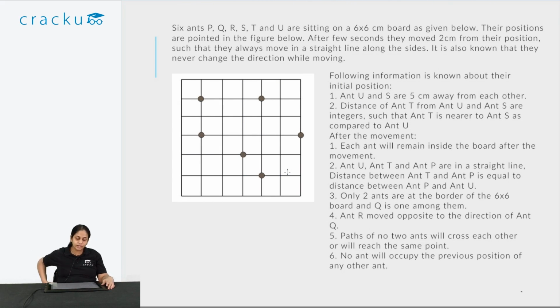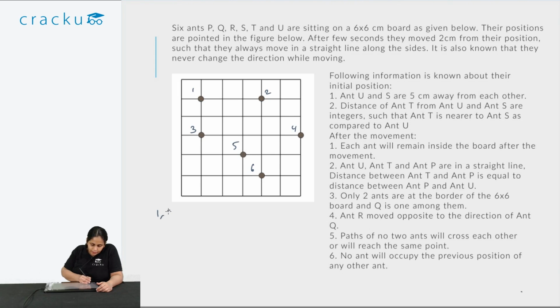Now I have to figure out the initial positions of each of them. So what information do I have? Ant U and ant S are 5 cm away from each other. Suppose I number these points so that it's easier to figure out: 1, 2, 3, 4, 5, 6. I need not calculate each distance. If I realize it is not 5, I will just give up. We essentially need to find out how many pairs are 5 centimeters away from each other.